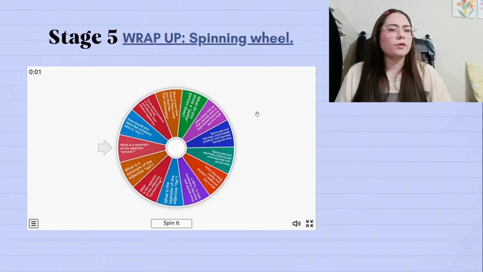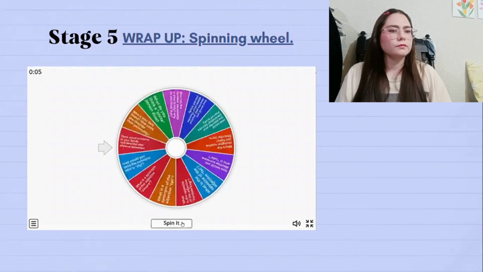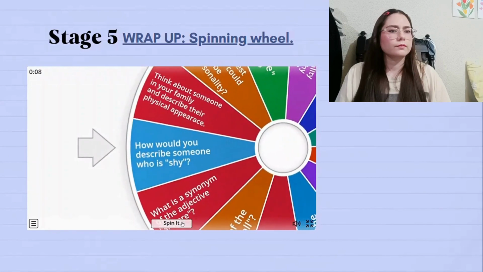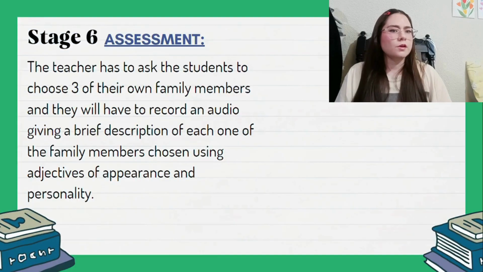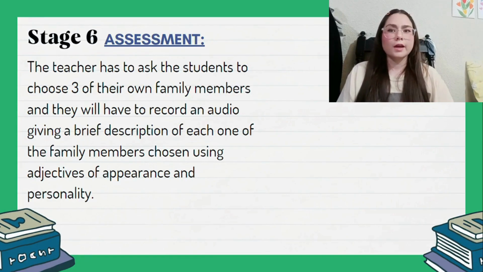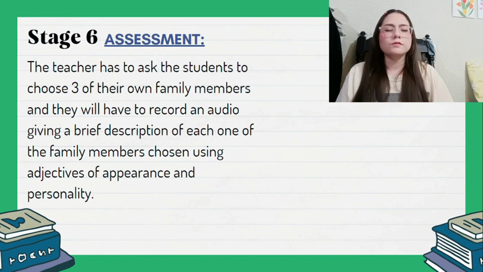And that's the wheel. So we go to the last part in stage number 6, which is assessment. The teacher has to ask the students to choose 3 of their own family members, and they will have to record an audio giving a brief description of each one of the family members chosen using adjectives of appearance and personality.